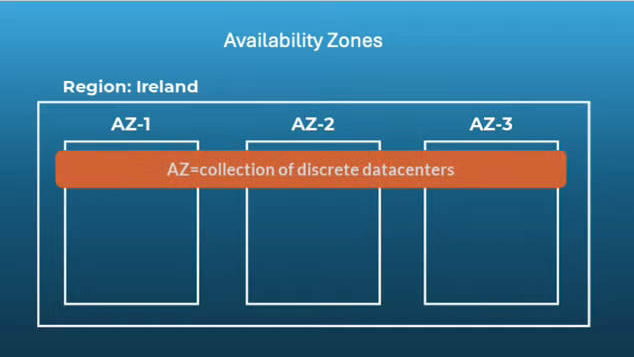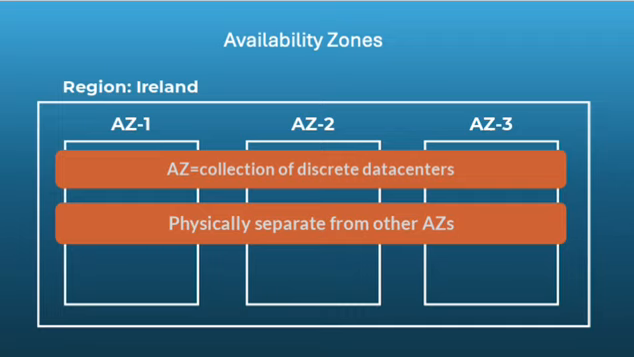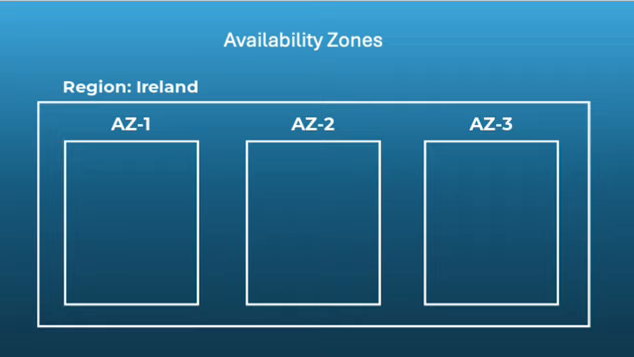Now, what is an availability zone? An availability zone is a collection of discrete data centers in a single region, and the different AZs are designed to be physically separate from each other. Each AZ has its own power, cooling and networking, all redundant and all independent. We as customers do not know how many data centers make up a single AZ. That's why they're called discrete data centers. And most regions have at least 3 availability zones.